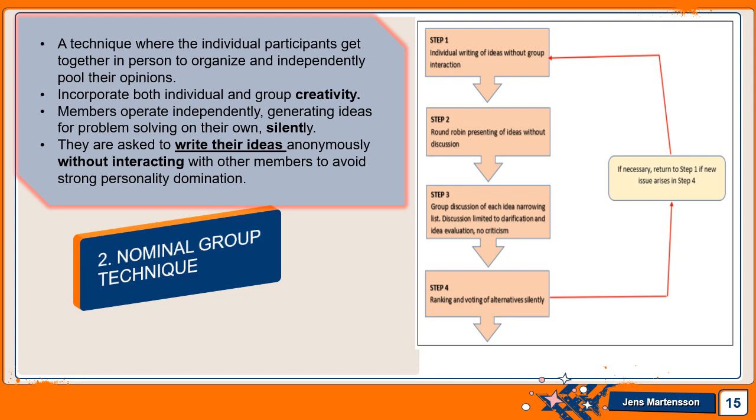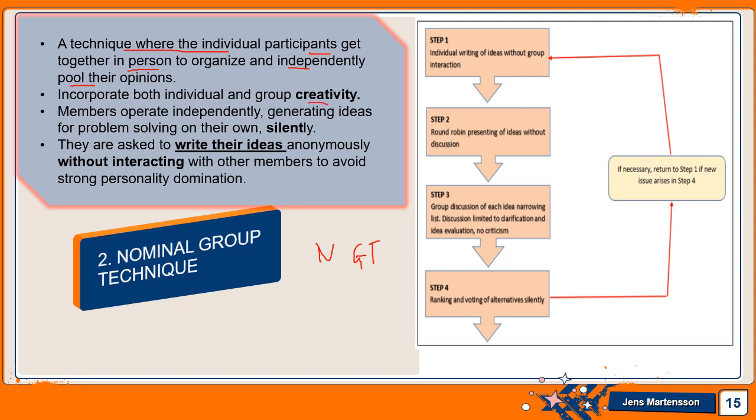Okay, now we go to the next group decision making technique, which is nominal group technique, or we call it NGT. So NGT is a bit unique compared to brainstorming. It is a technique where the individual participants get together in person to organize and independently pool their opinions. Independent here means secara how to say? Dengan sendiri dia. Not depending on other people. It incorporates both individual and group creativity.